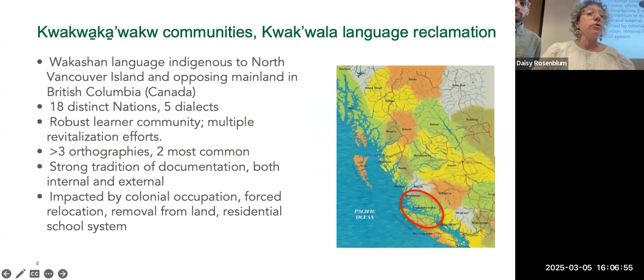A bit of background: Kwakwala is a Wakashan language. It's indigenous to northern Vancouver Island and the opposing mainland. There are 18 distinct nations and 5 persisting dialects. And there is a very robust community of learners, multiple revitalization efforts and programs in various places, and some very strong second language learners.